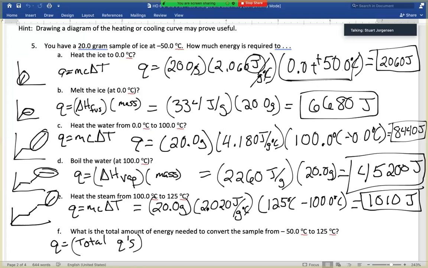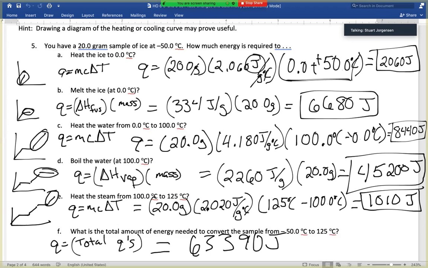The tricky part here is going to be in our significant figures. So I'm going to go ahead and add them all up real quick. I'm going to add 2060 for part A plus 6680 from part B plus 8440 plus 45200 plus 1010. Enter, and I add up all of my answers from all 5 of my parts here. I get 63390 joules. But you know it's coming.